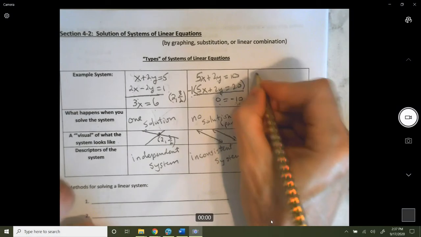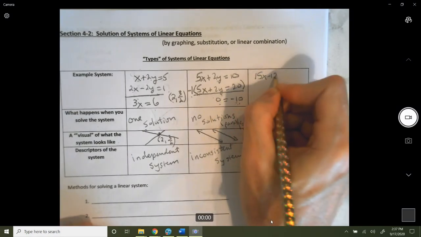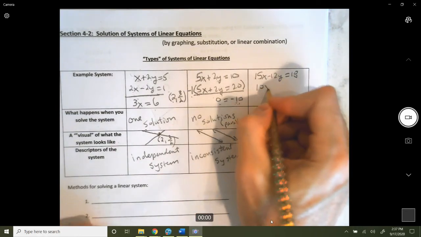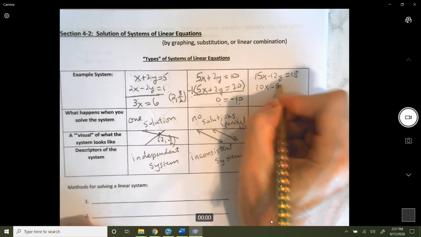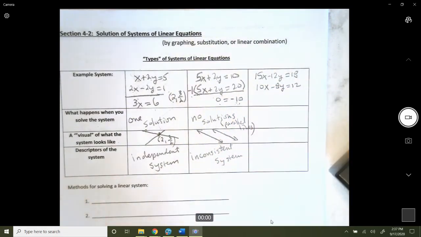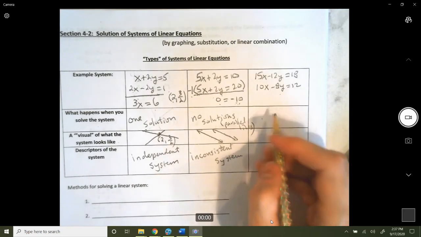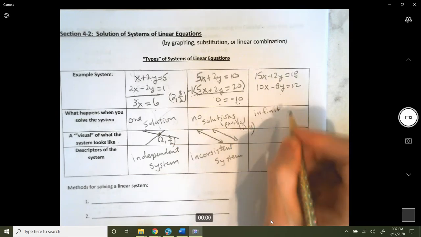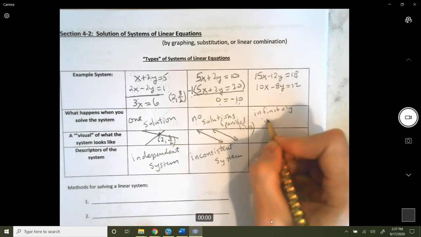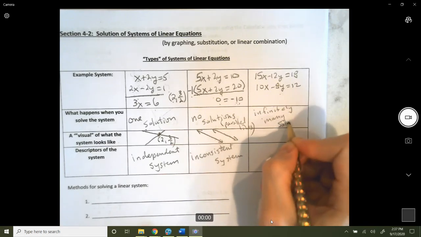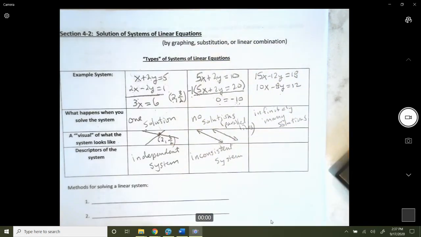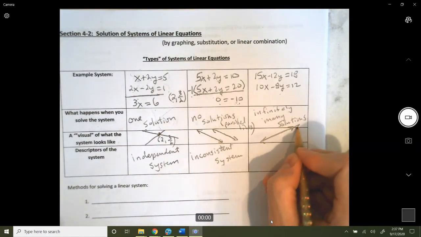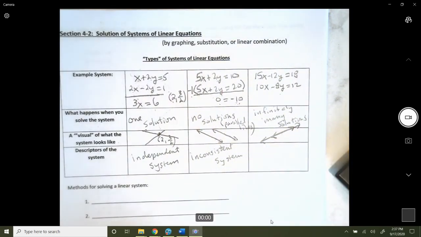Finally, you have equations, something like 15x minus 12y equals 18. And then you could have 10x minus 8y is equal to 12. Okay, and in this case, what happens when you solve this system? You have infinitely many solutions. And what that looks like, you graph the first line, and then you graph the second line, and it turns out that those are exactly the same line.